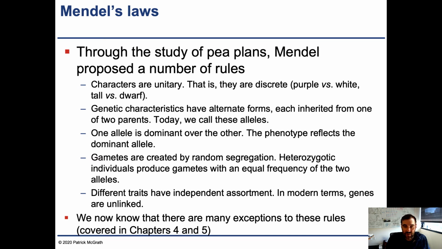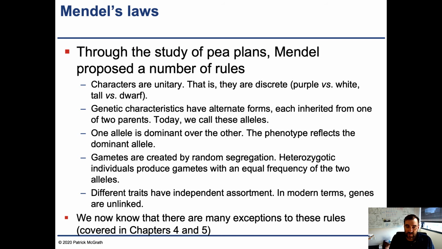Genetic characteristics have alternate forms, so he defined genes, and each one of these was inherited from one of two parents. These alternate forms of the genes are now called alleles. One allele is always dominant over the other, and the phenotype reflects whatever the dominant allele is. Again, this is just true for the pea plants that he studied. This is also true for many traits today, but we're going to explore in the next chapter when alleles are not dominant over each other. So these are just the rules that he followed.